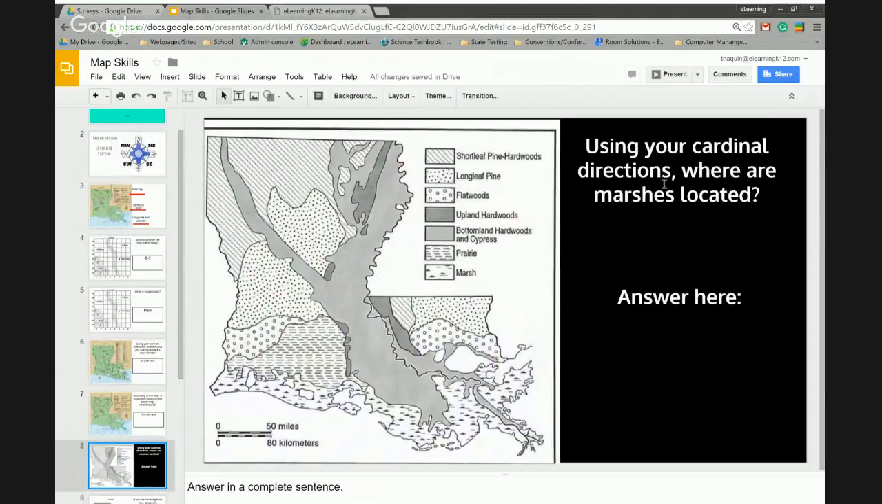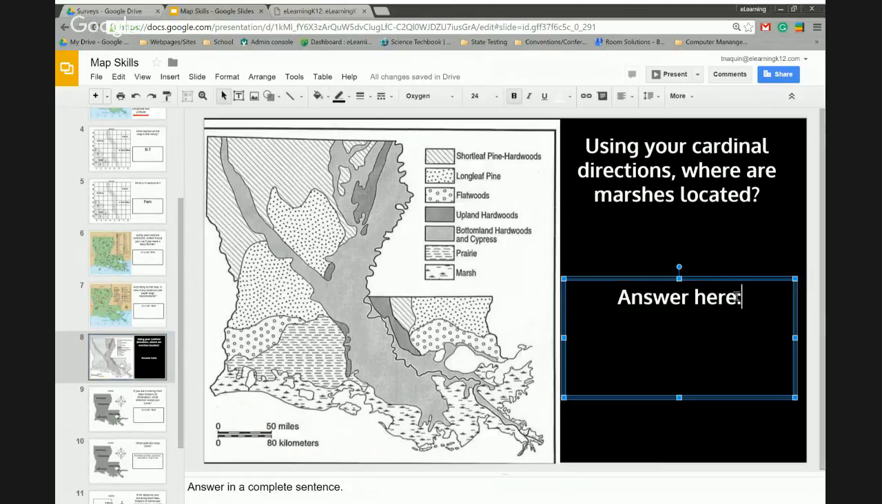Using your cardinal directions, where are marshes located? This key is a little different. It has textures to tell you what's what. These lines right here represent short-leaf pine woods. Long-leaf pines are these other dots. And then you would have to read your map. So you're going to answer these questions. You just click on it. You can highlight over answer here and type your answer in a complete sentence. Remember, capital letter, punctuation mark, and it makes sense.